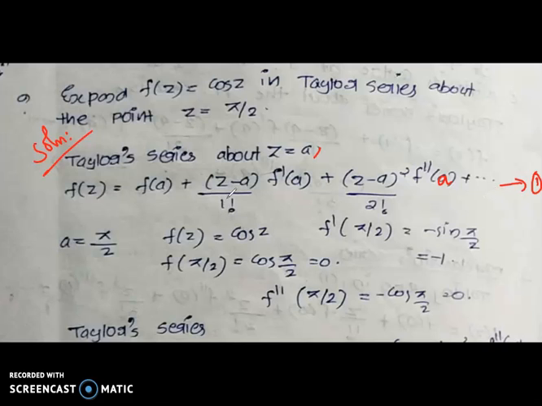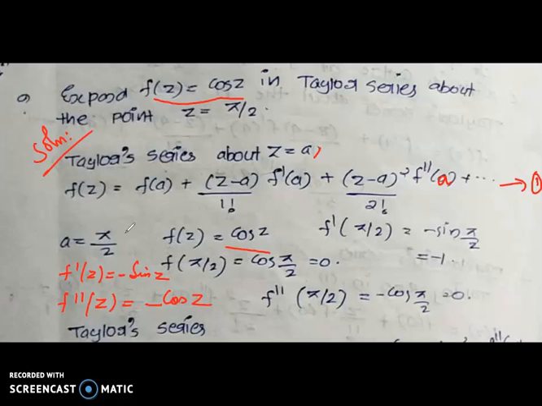Now we take f of z, it is f of z is cos z. So what will be f dash of z? f dash of z is equal to, we know derivative of cos z is minus sin z. Then what is f double dash of z? It is minus derivative of sin z, it is minus cos z. So differentiate f of z to get f dash, differentiate f dash to get f double dash. Derivative of cos is minus sin, derivative of sin is cos z.